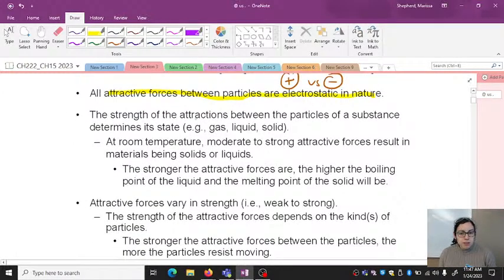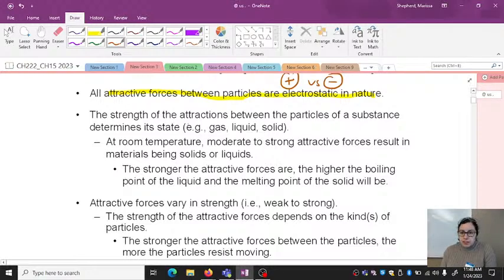The strength of the attractions between the particles of a substance determines its state. Again, we'll look at these electrostatic forces and see whether these negative and positive regions are temporary or permanent, and that will also help determine the strength. That's why we've been looking at polarity too, because it'll come back to haunt us here.